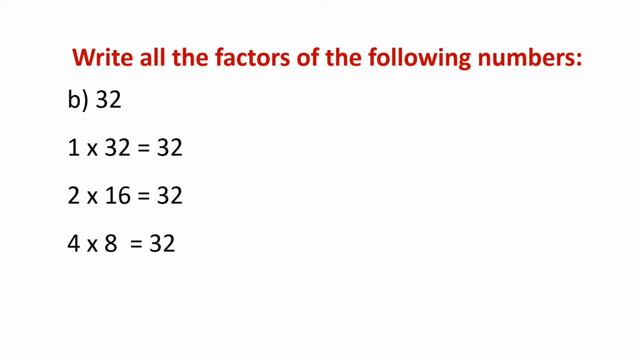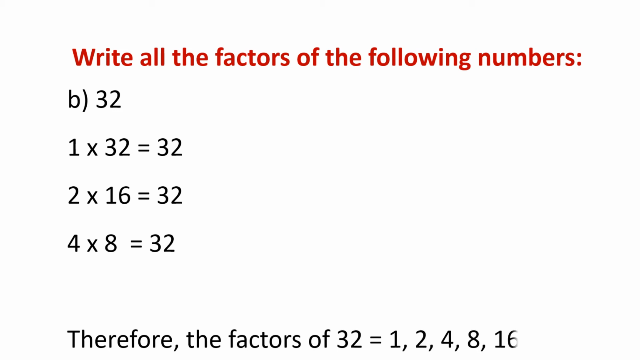Is 32 completely divisible by 8? Yes, 8 4s are 32. Look, if we divide 32 by 4 and 32 by 8, we get the same multiplication fact. So stop here and write all the factors of 32 in ascending order. Therefore, the factors of 32 are 1, 2, 4, 8, 16 and 32.